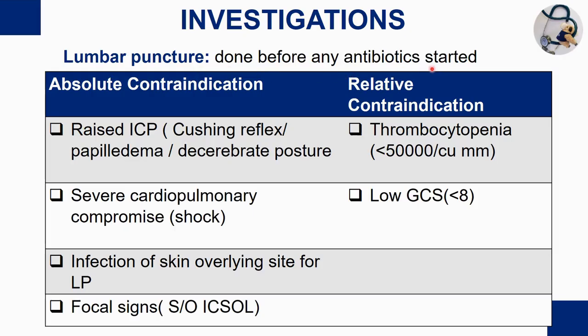antibiotic is started. But before doing the lumbar puncture, you should remember the contraindications. If there is a contraindication, then you should not be doing lumbar puncture. So absolute contraindications are raised ICP, that is Cushing reflex, severe cardiopulmonary compromise if the patient is in shock, infection of the skin overlying the site of lumbar puncture, and if there are focal signs which suggest intracranial space occupying lesions. And relative contraindications are thrombocytopenia with platelets less than 50,000 per cubic millimeter and low GCS, that is less than 8. So in these conditions you should not be doing lumbar puncture.